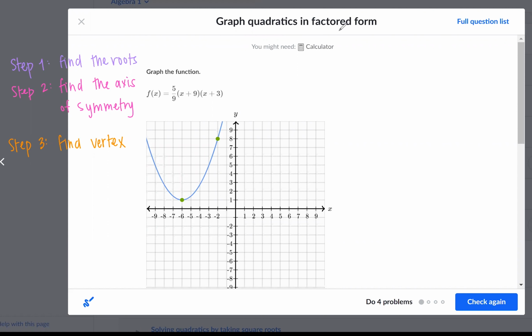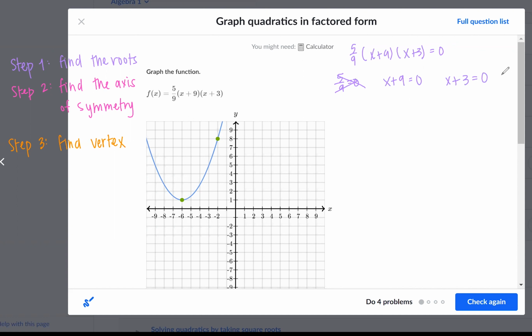Find the roots. I find the roots by setting the whole equation equal to 0. So I have 5/9 times (x + 9) times (x + 3) equals 0. And if two different things multiplied together give 0, one of them was 0 in the first place. The only time the answer for multiplying is 0 is if one of the things you put in was 0. So either 5/9 equals 0, but it clearly doesn't. 5/9 is 5/9. So then maybe x + 9 is 0 or x + 3 is 0.